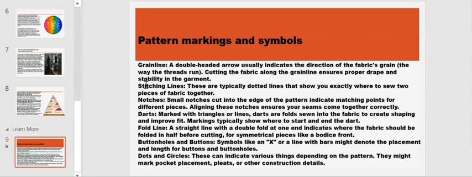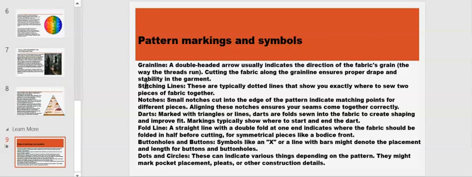Another one is the fold line. A straight line with a double fold on one end indicates where the fabric should be folded in half before cutting for symmetrical pieces like a bodice front. When you have something symmetrical, or something that won't have a stitching line, you fold your cloth where there will be no cutting line. You won't cut that area. That's what we call a fold line. When you fold it and cut, you leave the folded area. That's what we call the fold line.